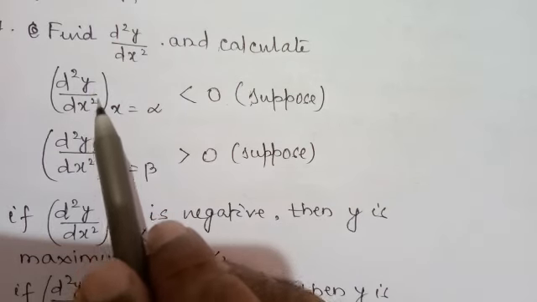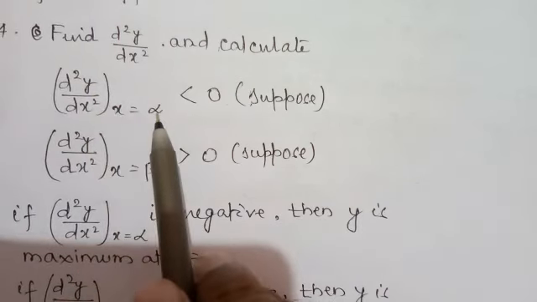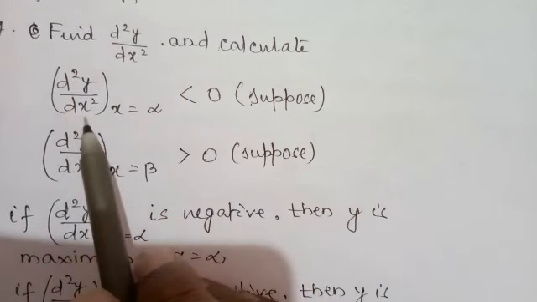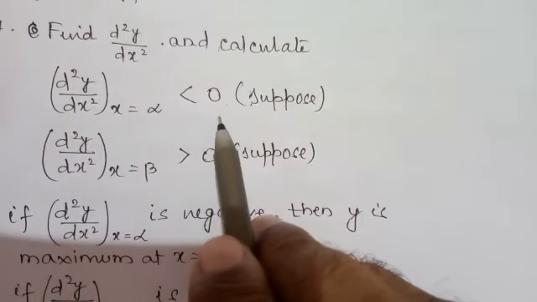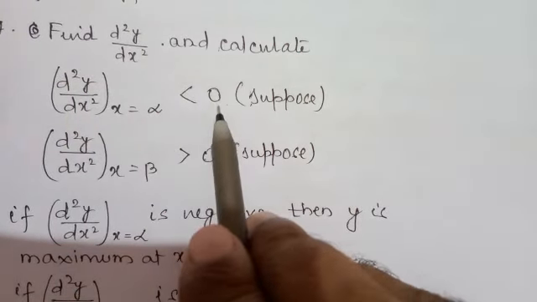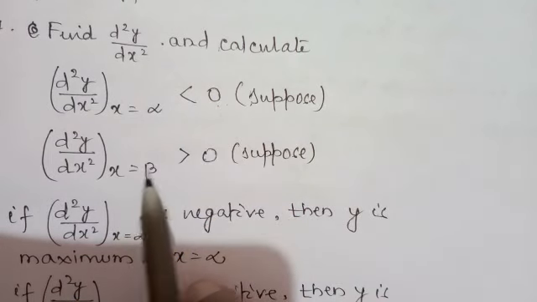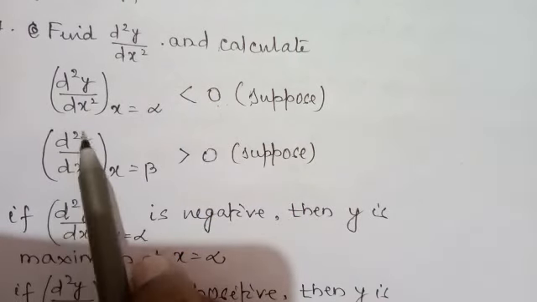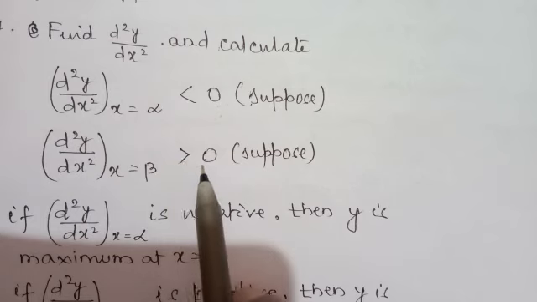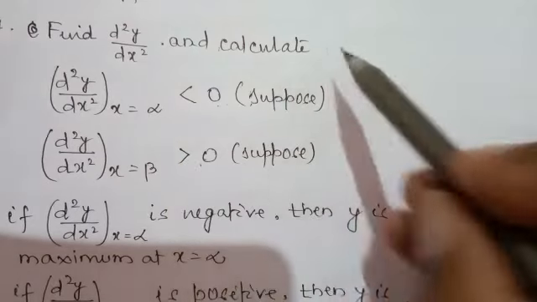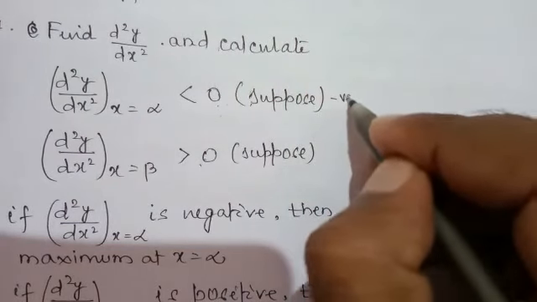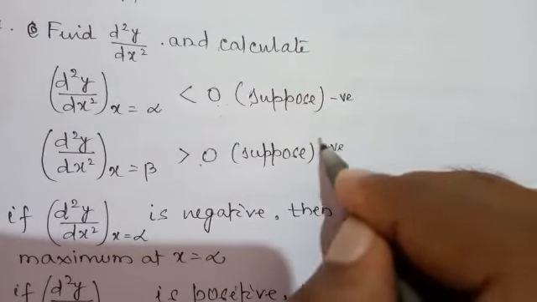Understand once again: when x is equal to alpha, suppose d2y by dx square is less than 0, which means negative. And when x is equal to beta, suppose d2y by dx square is greater than 0, which means positive. So suppose one is a negative value and the other is a positive value.